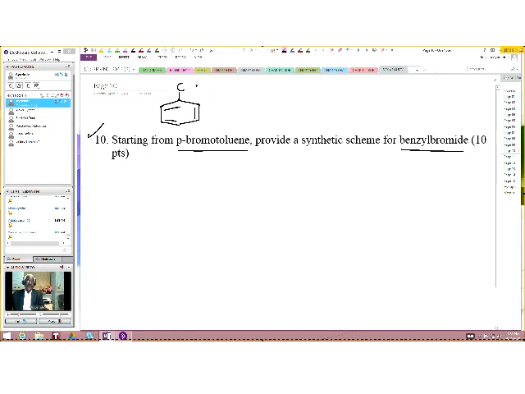P-bromo, this is toluene right here, and then p-bromo. They want you to go to benzyl bromide. Now you see what is happening here. Apparently, we are going to have to lose the bromine. Somehow we have to lose the bromine. And then also somehow we need to replace one of the hydrogens on this methyl group with a bromine atom. I'm sure you guys know how to do that. But the big question here is, how do you remove the bromine atom from benzene?